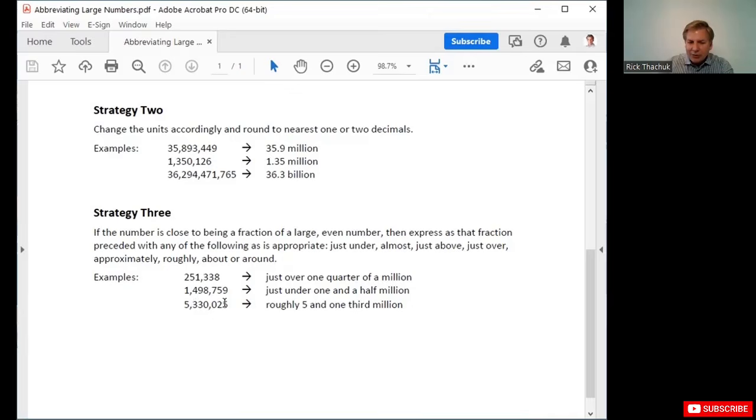330,025, that's pretty close to 1/3 of a million. Remember that 1/3 is 0.33333, all threes, right? So then I might refer to this number as 5 and 1/3 million. Now 1/3 would be 5,333,333. So this number is just under that. So I can say just under 5 and 1/3 million, or I can say roughly 5 and 1/3 million. So those are our 3 strategies for abbreviating large numbers, being able to refer to that number quickly in a verbal presentation. Let's put that in practice now by looking at an exercise.